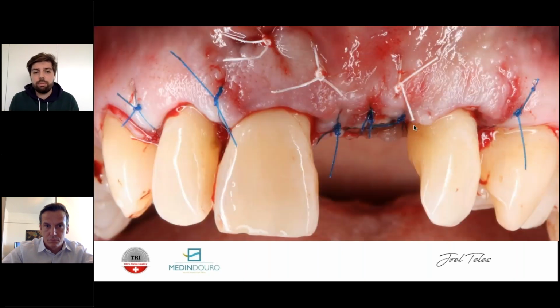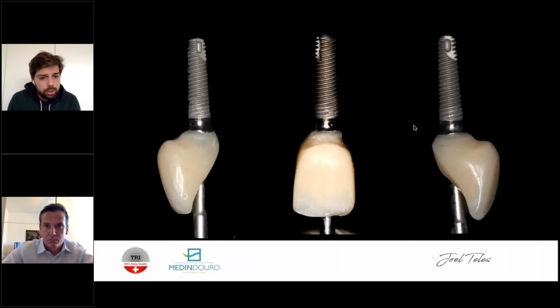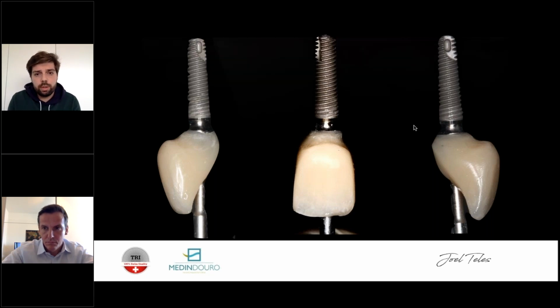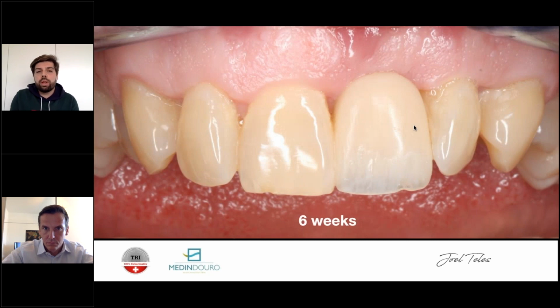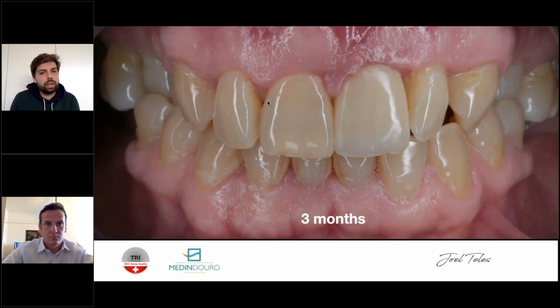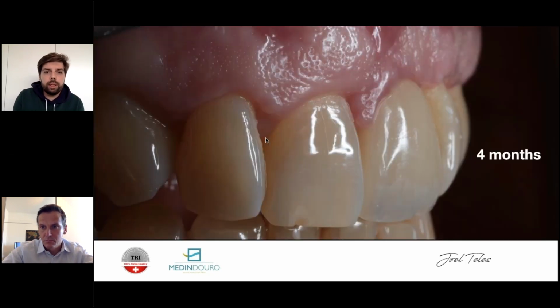So the steps are exactly the same. The only difference is that we made a CTG, we placed the implant, we go to our provisional restorations the exact same way that I just explained to you, and we wait. And after 6 weeks, some sort of shy papilla is appearing here, the same thing. After 3 months, there's no longer a shy papilla, there's a real papilla coming to place. And after 4 months, there's papilla here, complete papilla, still a little bit of scar here, a big papilla, and the volume looks way better.